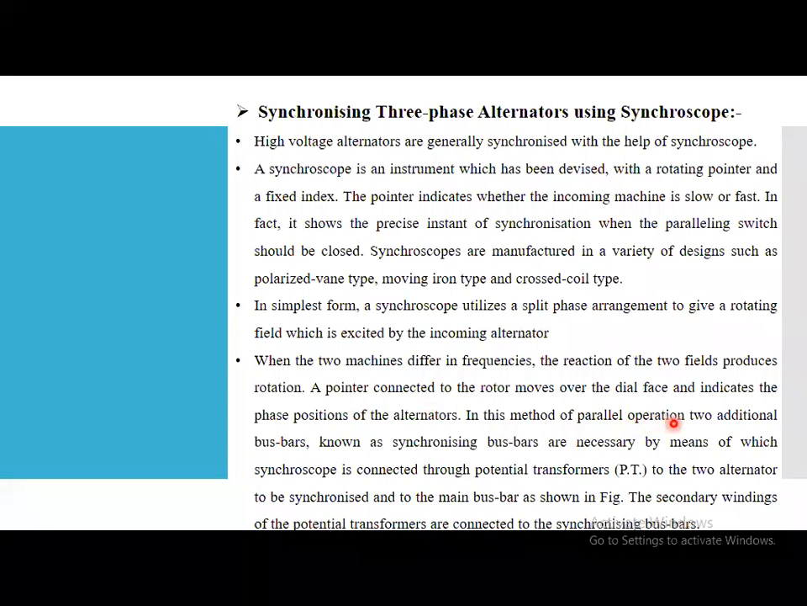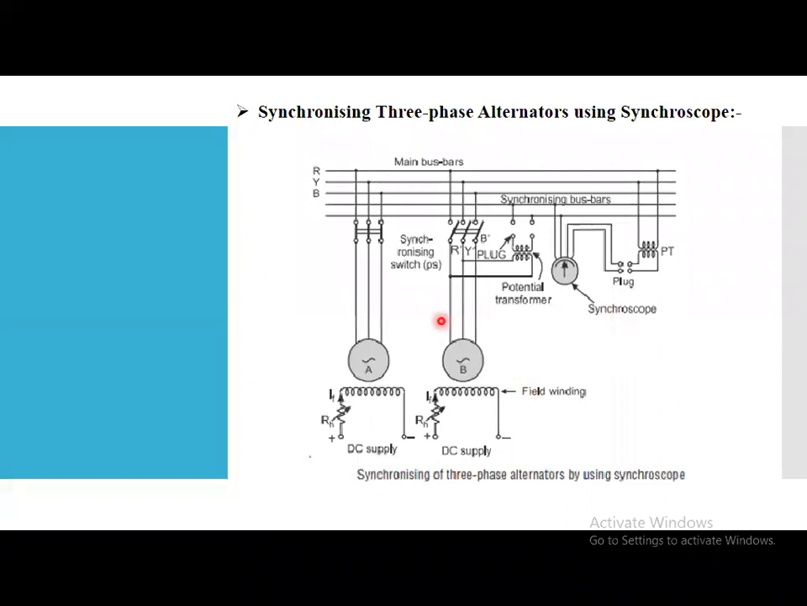In this method, for parallel operation, two additional bus bars known as the synchronizing bus bar are necessary, by means of which the synchronoscope is connected to the potential transformer. You can see the figure. We require one synchronizing bus bar also, and this is my potential transformer, and this is my synchronoscope which is connected by using this potential transformer. Once it is steady, then we have to close the synchronizing switch, but here we are not using any lamps.